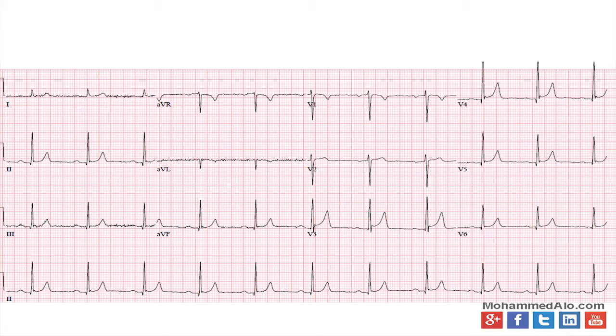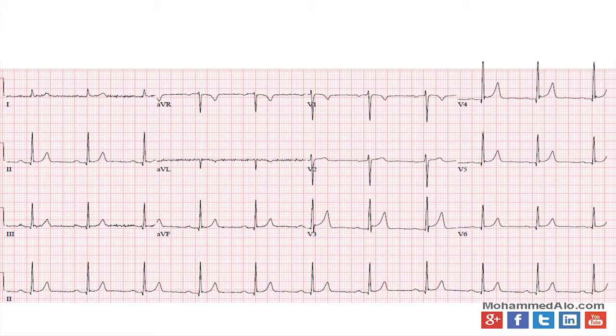The next rhythm here, if you look at V4, you see an ST elevation there with that little notch, or what's called in some cases an epsilon wave. You look at lead 2, you also see that notch. That notch is actually, this is called benign early repolarization. You have chronic ST elevations.